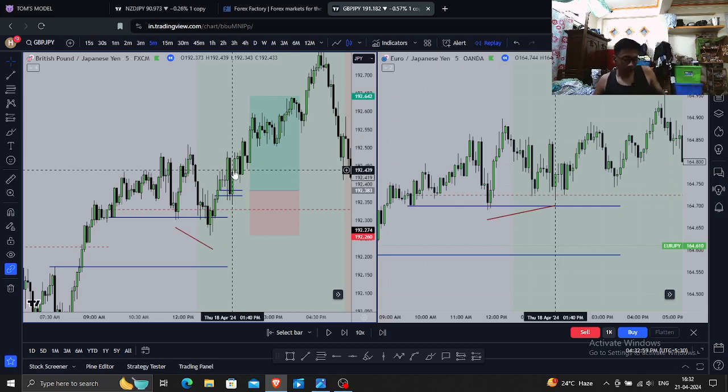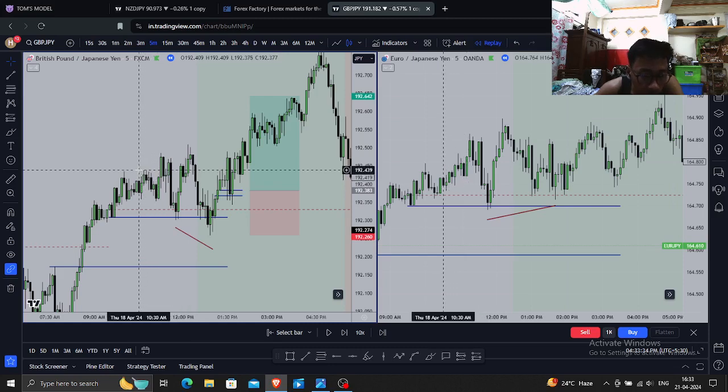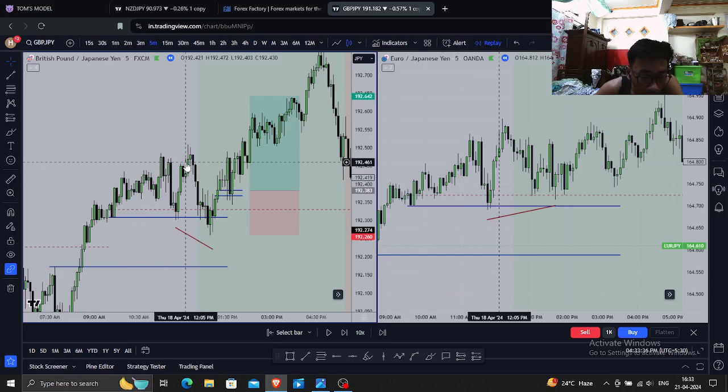And the interesting thing about this quarterly theory is it is either AMDX or XAMDX, which means A for accumulation, M for manipulation, and D for distribution, and X for either continuation or reversal. Here we have exactly an AMDX situation. First it started from 10:30, accumulating from 10:30 to 12, then from 12 to 1:30 it is the manipulation phase, and then from 1:30 to 3 it is distribution. So this is perfect with the quarterly theory.